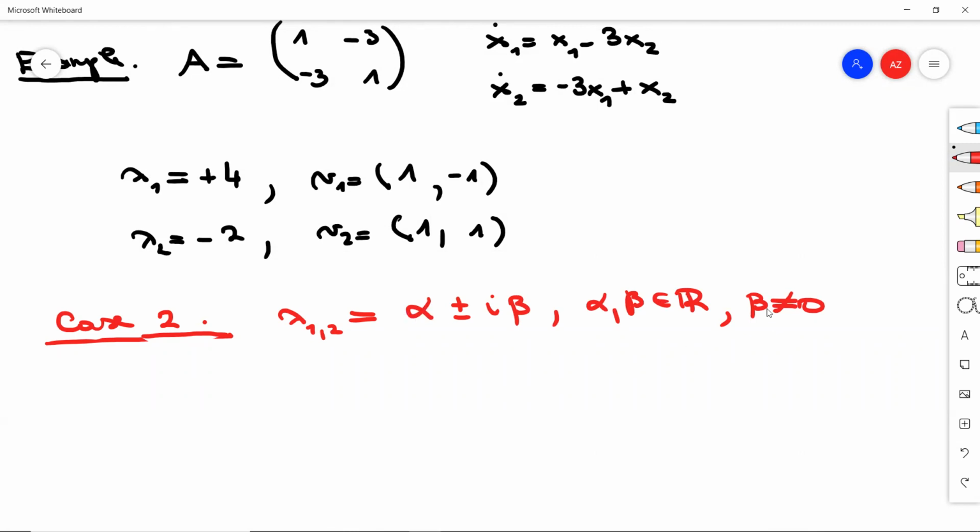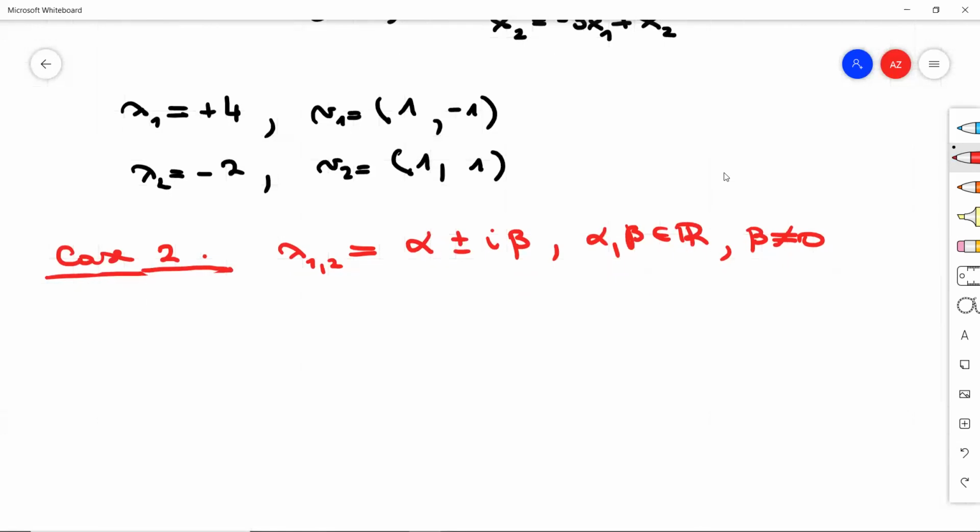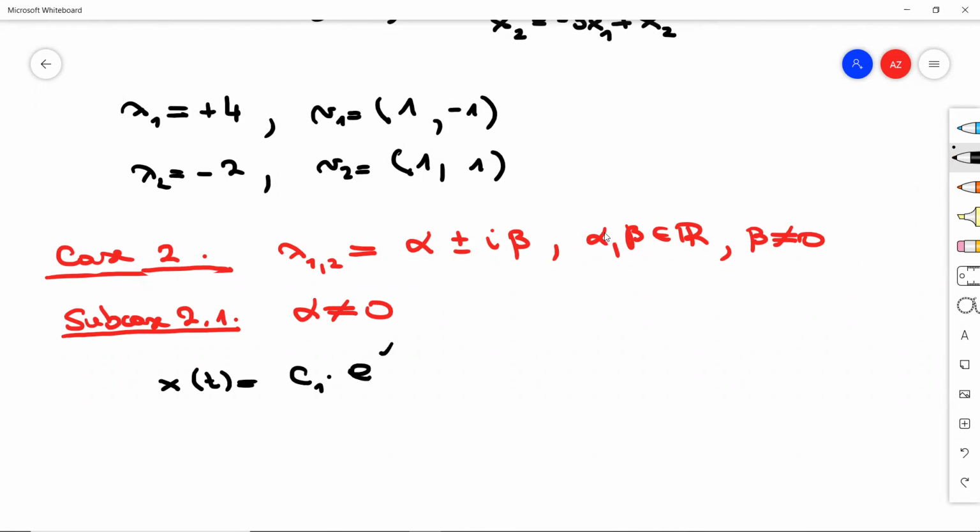So we have beta non-zero, and now we separate 2 cases according to alpha being 0 or non-zero. Let's first take alpha non-zero. So the solution to our system is still x of t is c1 times e to the lambda 1 t times v plus c2 times e to the lambda 2 t times w.